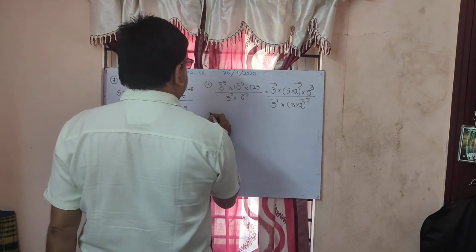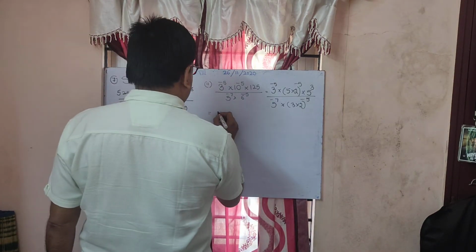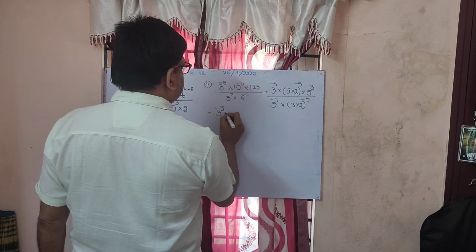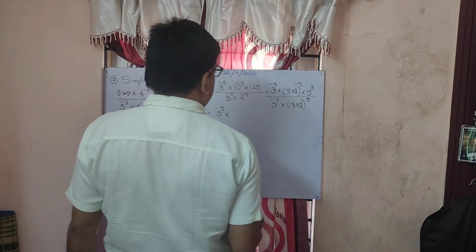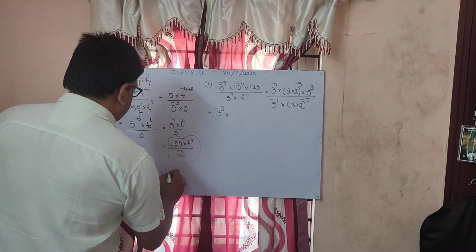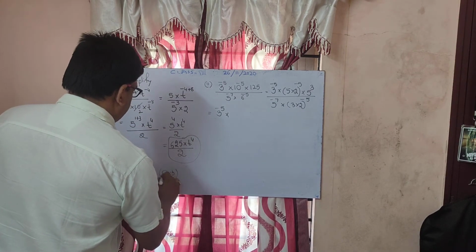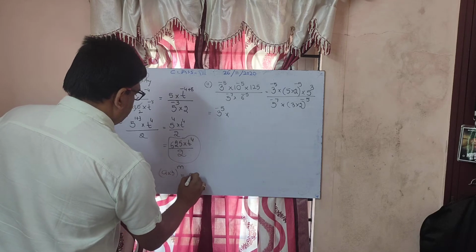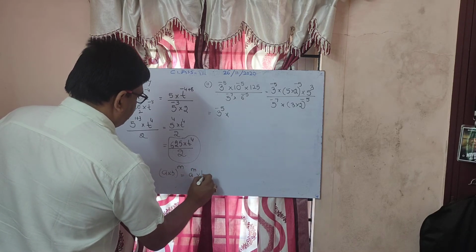The next step, 3 to the power 5 is there, write as it is. Now, as we know the formula, that is a into b to the power m is equal to what? a to the power m into b to the power m.